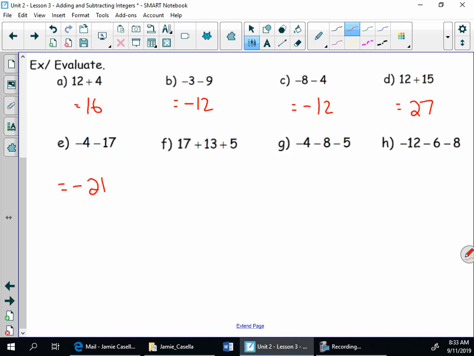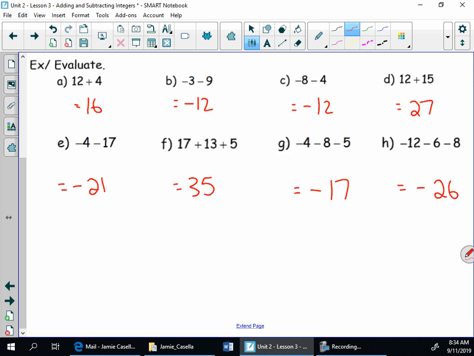You can do it with more digits. 17, 13, 5. Well, those are all positives, so we need a big positive number. What is 17, 13, 5? That's 35. -4, -8, -5, all negatives, a whole bunch of negatives. It means I need a big old negative number. 4 and 8 is 12, 12 and 5 makes 17. Okay, and -12, -6, and -8, again, all negatives, so a big negative number. 12 and 6 is 18, and 8 more is 26. If your signs are the same, there is a little trick. Just combine the numbers and put the sign out front. Those ones aren't too bad.